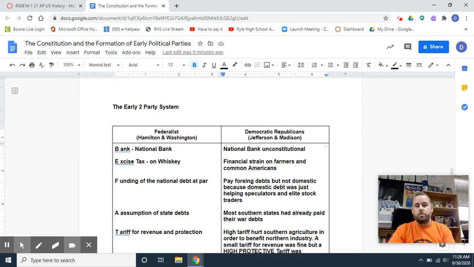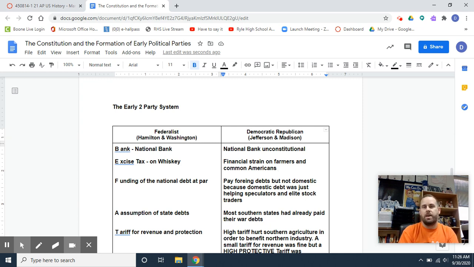Now, the early two-party system, the Federalist Party and the Democratic Republican Party. These are our first two political parties. Today we have Democrats and Republicans, but back then it was Federalists and Democratic Republicans. The Federalists largely were led by Alexander Hamilton, George Washington, and John Adams. The Democratic Republicans were largely led by Thomas Jefferson and James Madison.